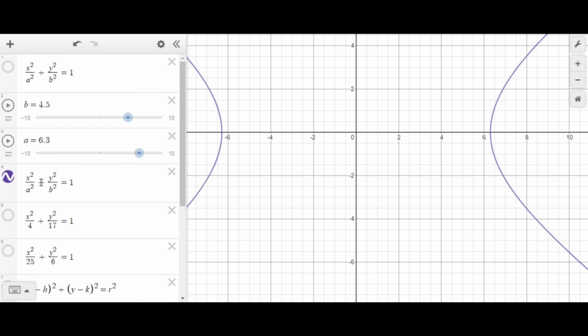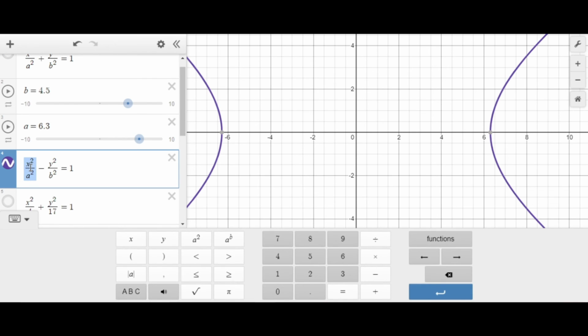If the negative sign is with the second term, that means the transverse axis is always along the x-axis, since the first term is positive. But if the second term is positive and the first one is negative, then it gets inverted. Let's see. This is your y-axis and this is your x-axis.